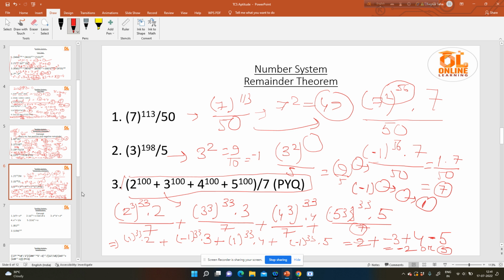If you have only one option, that is minus 2, tick that. If you have only one option, 5, tick that. If you have two options, that is minus 2 and 5, any of the answers will be correct. Okay, hope you have understood. That's all for the remainder theorem.